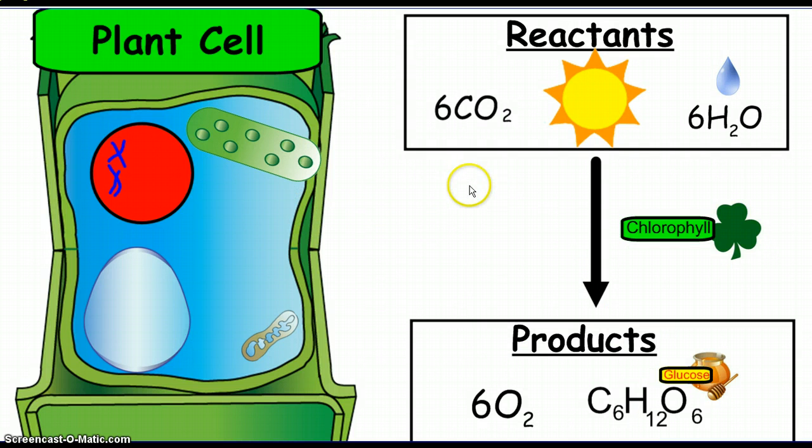Just to summarize, we have 3 reactants in photosynthesis: carbon dioxide, sunlight, and water. With the assistance of the green pigment chlorophyll, 2 products are made: oxygen and glucose.